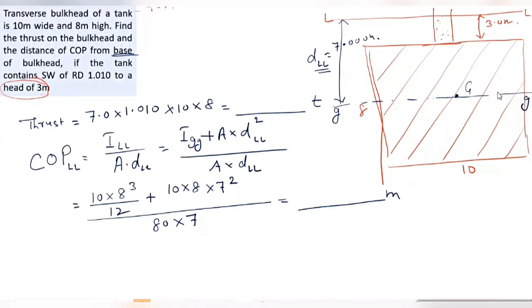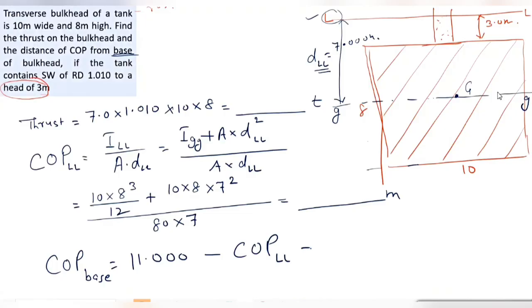But I want to give COP from base. Now, COP from base, if you see, I have got from here, that is the liquid level. I want from here the base. The total sounding is 8 plus 3, 11 meters. So 11 meters of sounding minus COP from LL will give me the answer from base. Now, I'm not worried about the values.